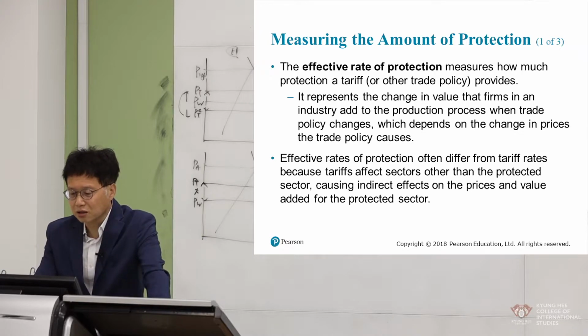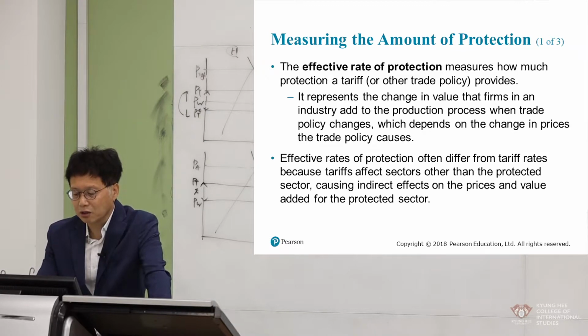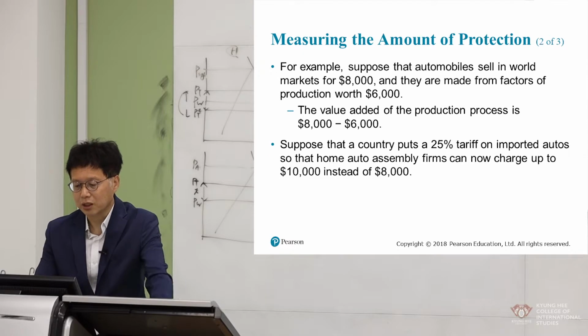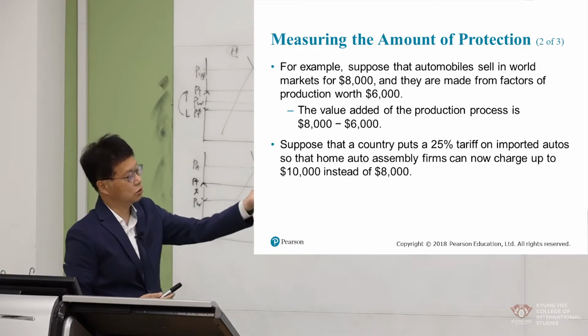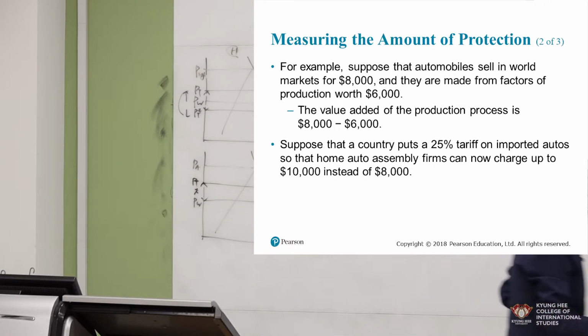It represents the change in value added in a country's industry's production process when trade policy changes, which depends on the change in price the trade policy causes. The effective rate of protection often differs from tariff rates because tariffs affect sectors other than the protected sector, causing indirect effects on the prices and value added of the protected sector. So a numerical example is like this. I'd like to use the whiteboard.